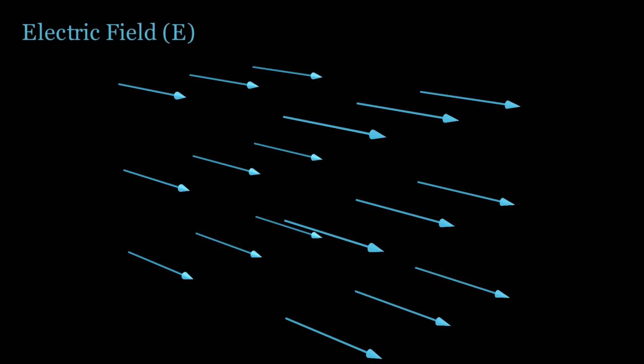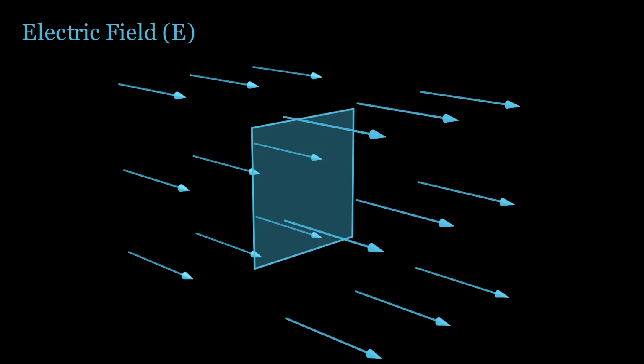Let's replace our rain with an electric field represented by straight arrows pointing to the right. We call this vector field E. Next, we have our surface area, but to do math, we need to know which way our surface is facing. To do this, we draw an imaginary arrow sticking straight out of the surface at exactly 90 degrees. We call this the normal vector, or area vector A.